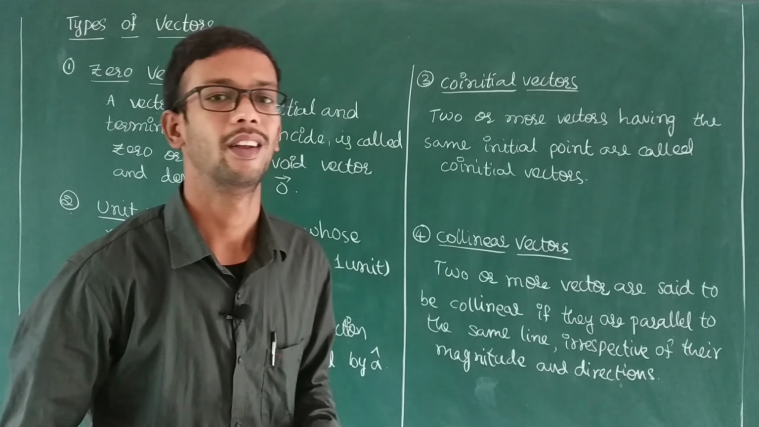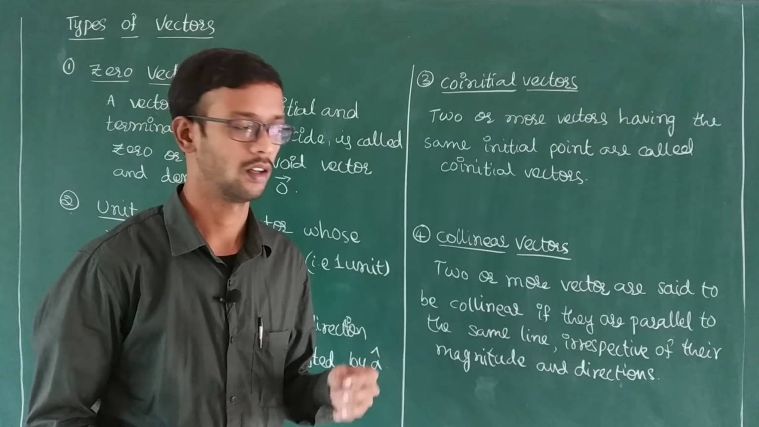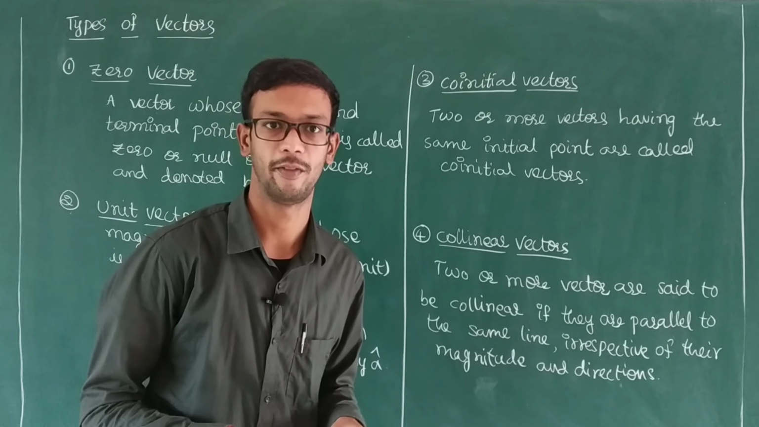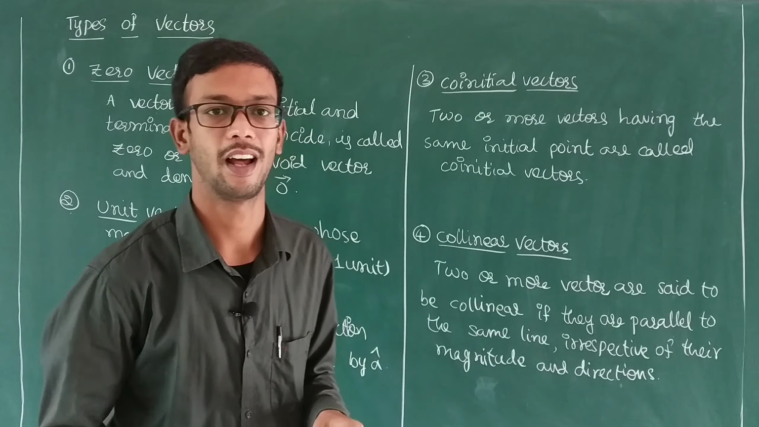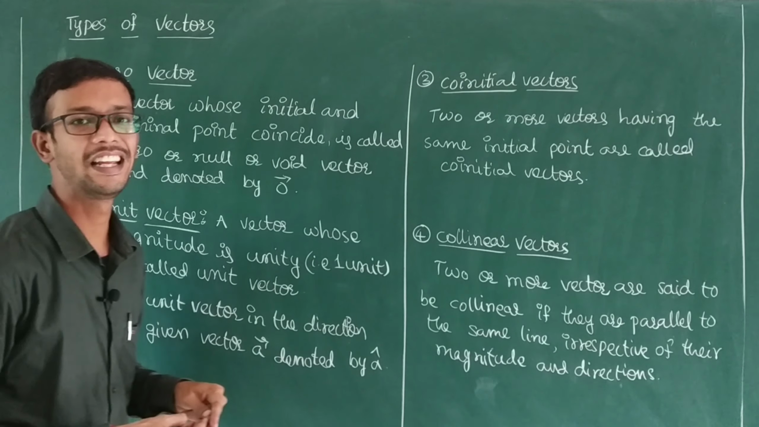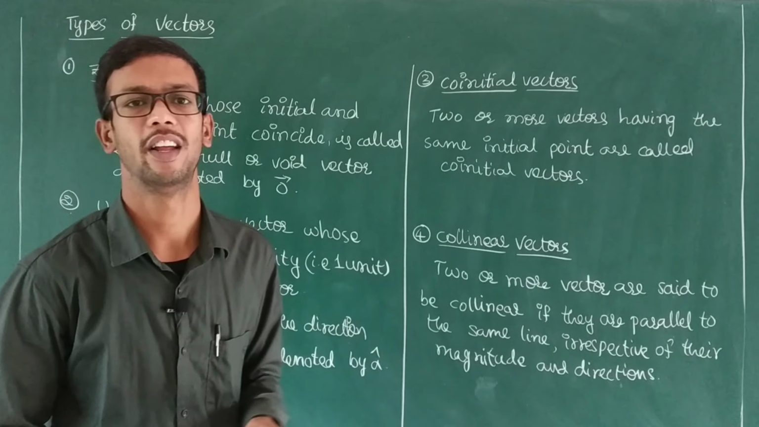Now we move to the types of vectors. These are important concepts or important definitions here. For 1 mark they will most probably ask these definitions. So, types of vectors. First type, zero vector. In the name only you will get the total definition.